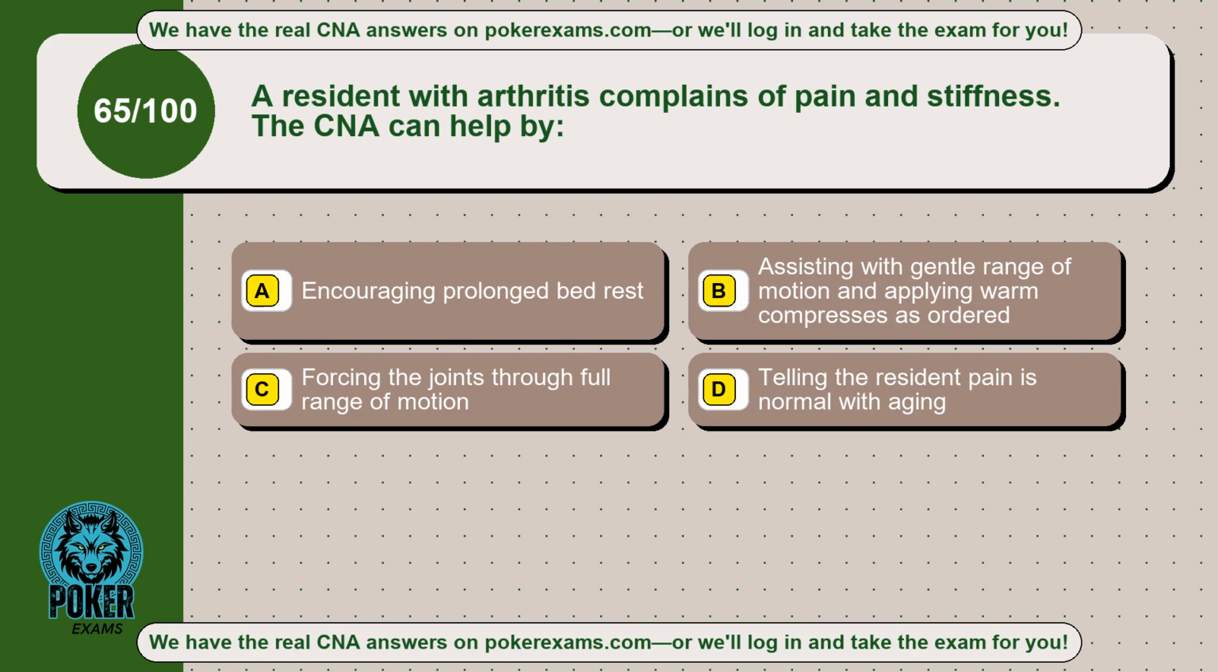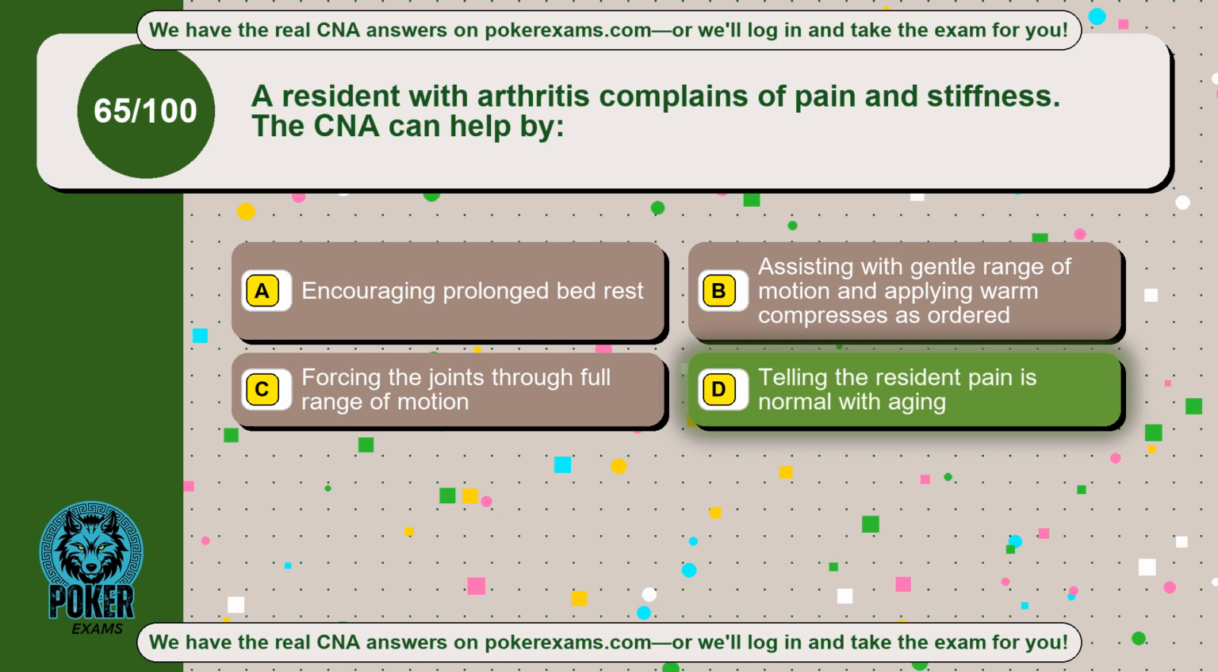Question 65. A resident with arthritis complains of pain and stiffness. The CNA can help by: Option A, encouraging prolonged bed rest. Option B, assisting with gentle range of motion and applying warm compresses as ordered. Option C, forcing the joints through full range of motion. Option D, telling the resident pain is normal with aging.